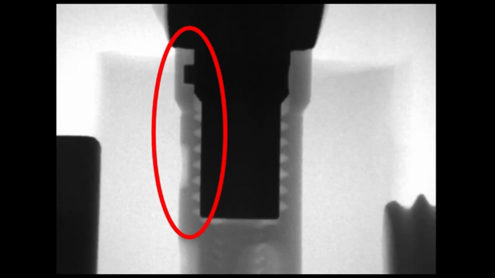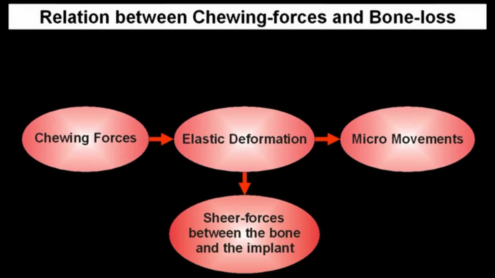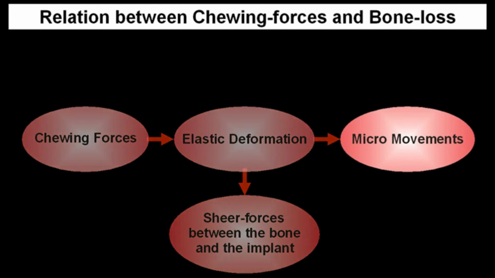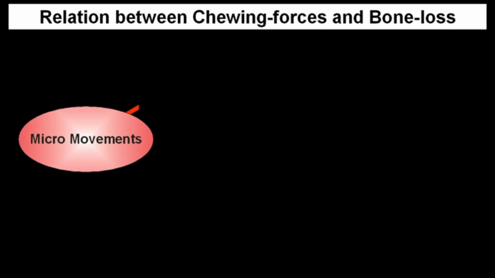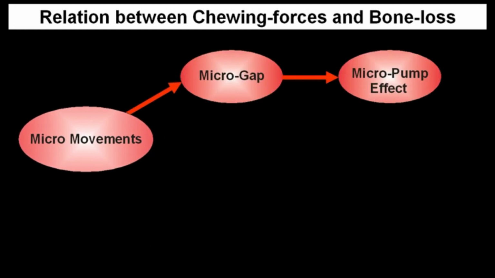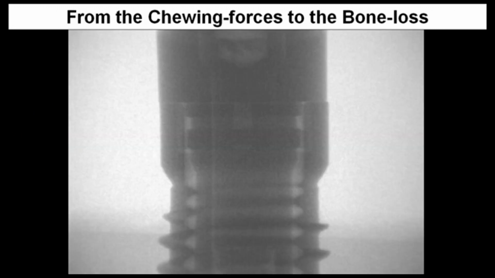So if we think about this, the surrounding bone should stabilize the titanium implant. So it's logical that the crestal bone gets really high stress peaks when we load it. So this could also be a reason for the bone loss. But what is a consequence of these micro movements? One consequence is a microgap, and in my opinion, a micro pump effect.